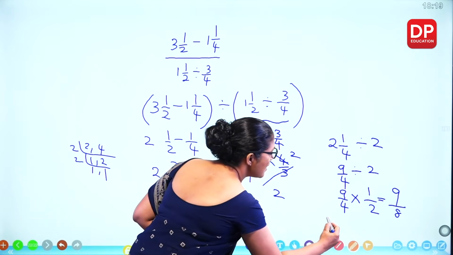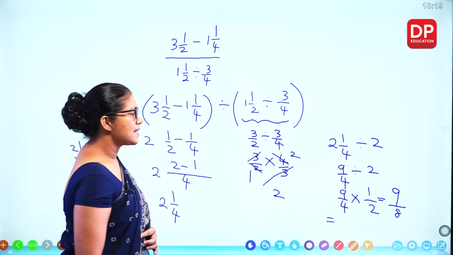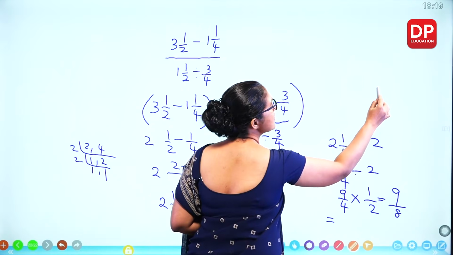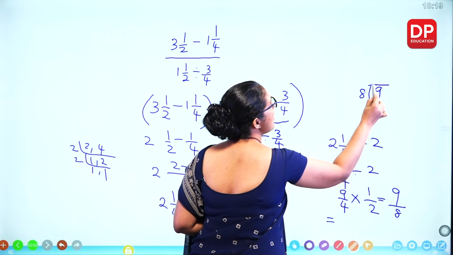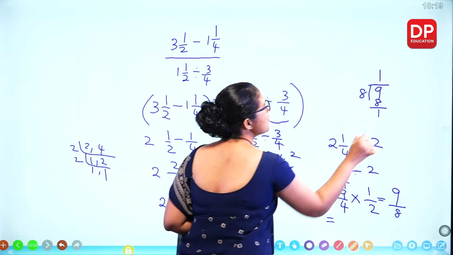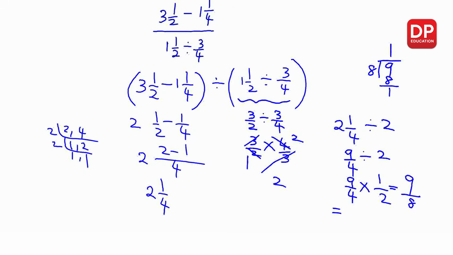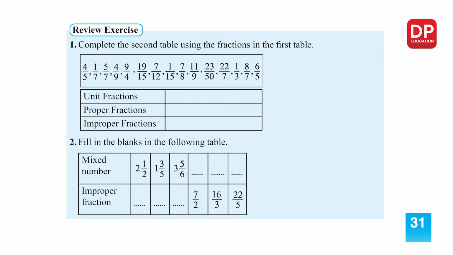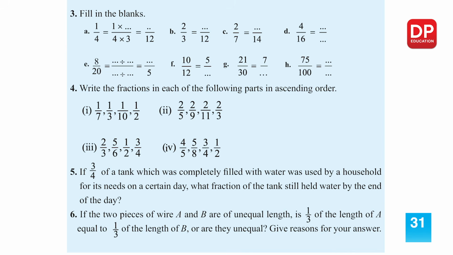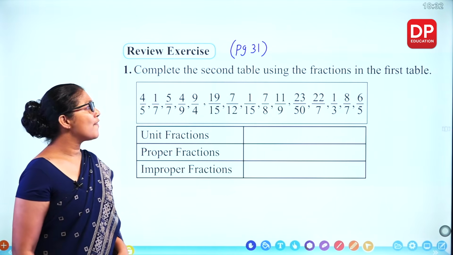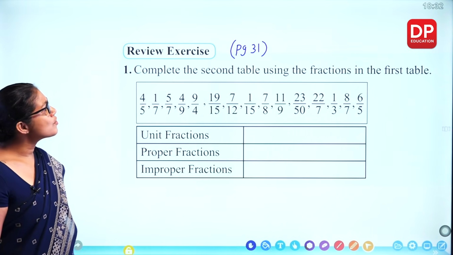You can convert to a mixed number. How do you convert to a mixed number? Take this number, divide by 8. You get remainder 1. So we can write 1 full part and 1 out of 8. Now we'll see how we can do the review exercise. So that's in your textbook, page number 31. So we'll see the first question.